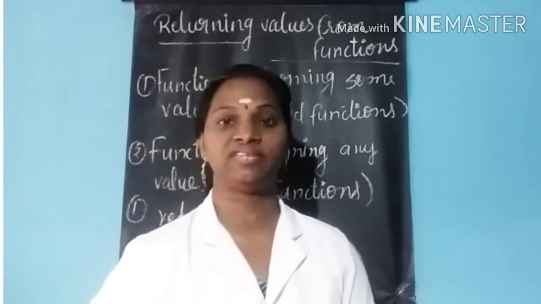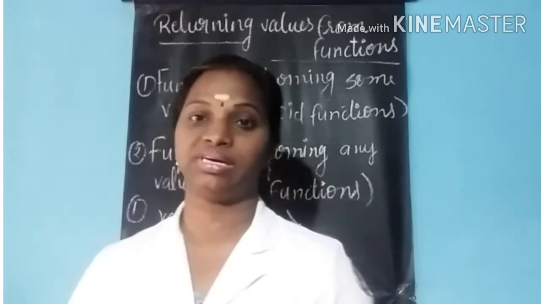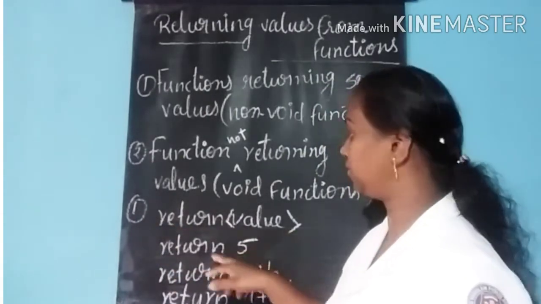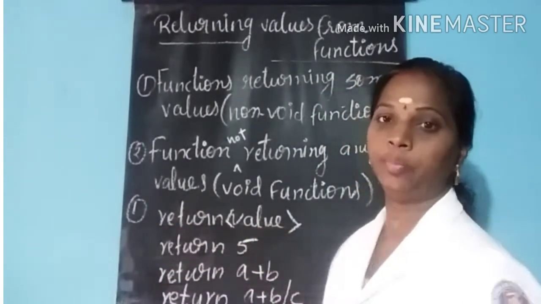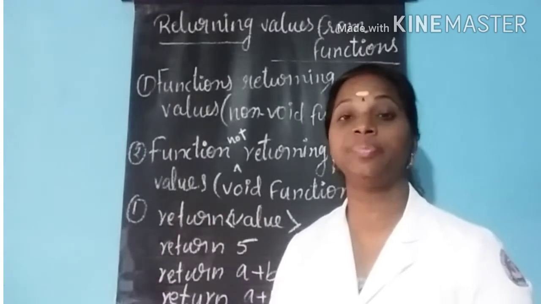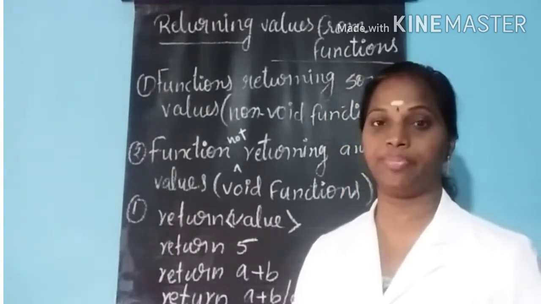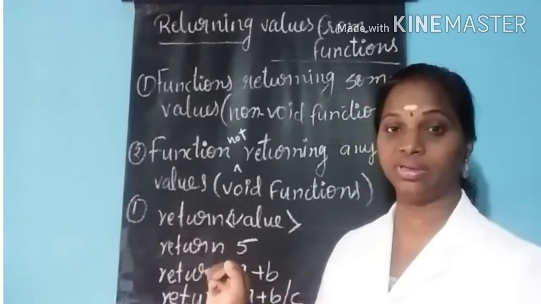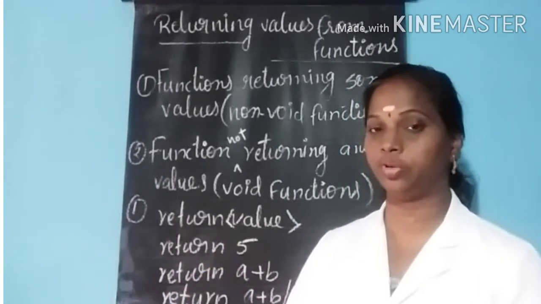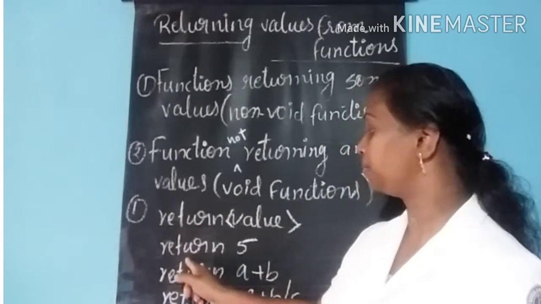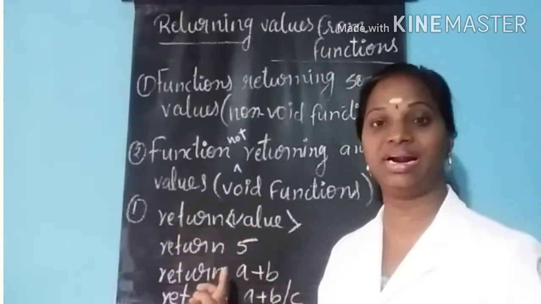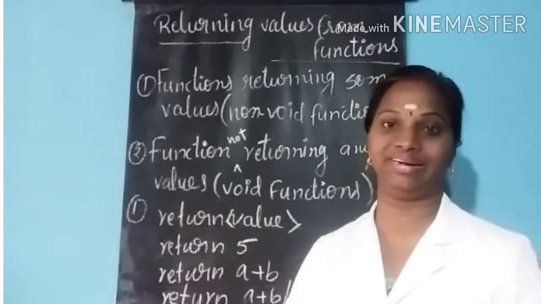Let us discuss the first one, functions returning some values. This is the syntax for the first one: return value. This is the syntax for functions returning some values. See here how to write the return statement, you already know. See the example: return 5. Return 5 means this statement returns the value 5 to the calling function.